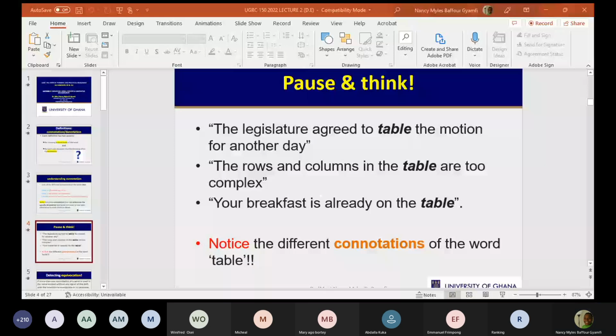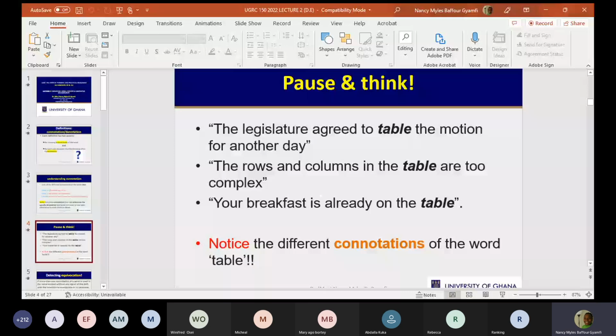Go ahead. The table we made, the normal table, the furniture. Furniture. Okay, very good. So all I'm trying to show you with this is that the word table could have at least these three, and there can be more. At least these three different connotations, meanings.